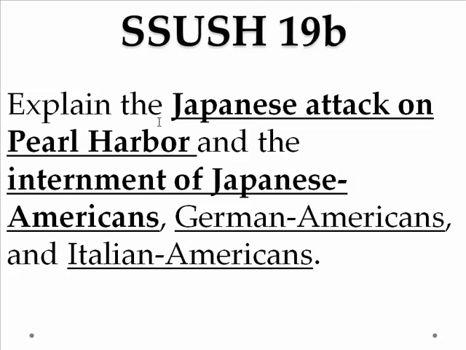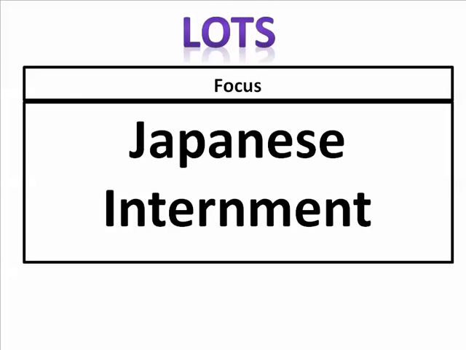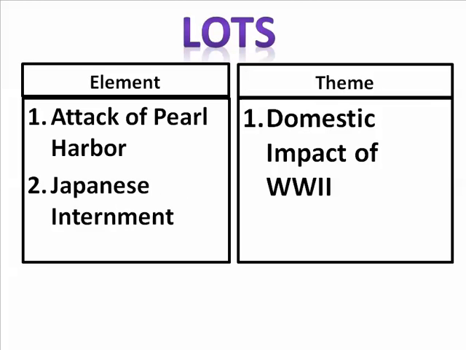Okay, so 19B says explain the Japanese attack on Pearl Harbor and the internment of Japanese Americans, German Americans, and Italian Americans. We can't forget those. So we're going to look at the Japanese attack on Pearl Harbor, Japanese internment, as well as German and Italian internment. And here we go. Here's the language of the standards. Here's our elements. Domestic impact of World War II is the theme.